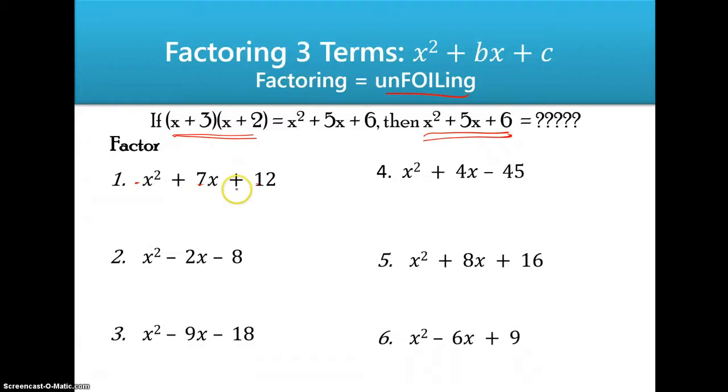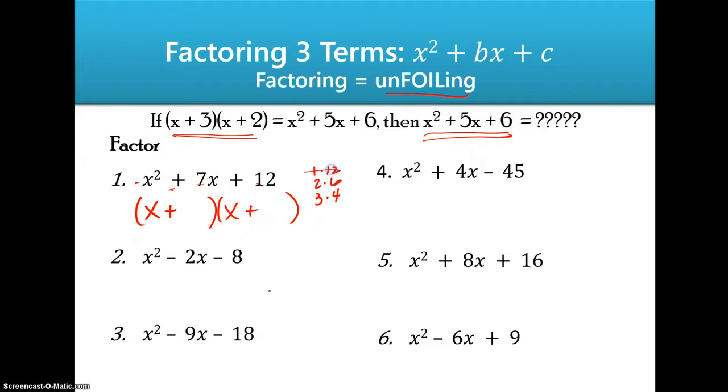If the sign is positive, that means that the signs inside of the factors are the same. The same how? That comes from the middle term. They're the same, and this means they're both positive. So I can start by writing x plus times x plus. To figure out what goes in this last spot, I think about the factors of 12. 1 times 12, 2 times 6, and 3 times 4. I want to see when I add those set of factors, which set adds to 7.